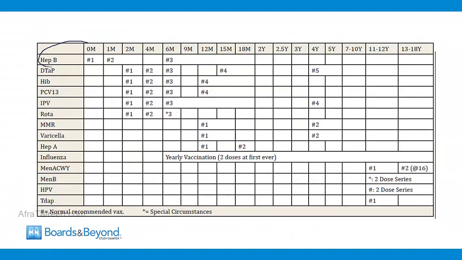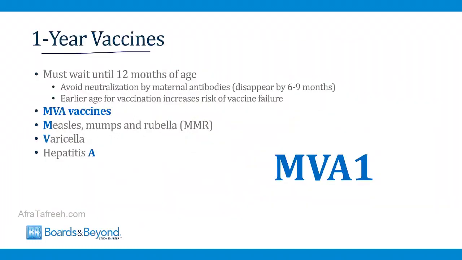Now we've talked about hepatitis B, the only vaccine given at birth. Now we're going to talk about these 3 vaccines, which are all given for the first time at 12 months of age or a year old. For all the 1-year vaccines, you have to wait until 12 months of age in order to avoid having the vaccine become neutralized by maternal antibodies.